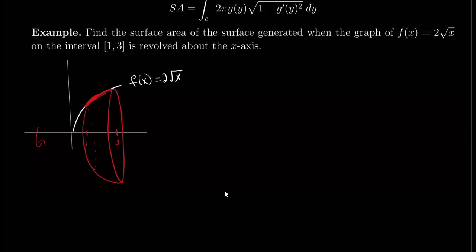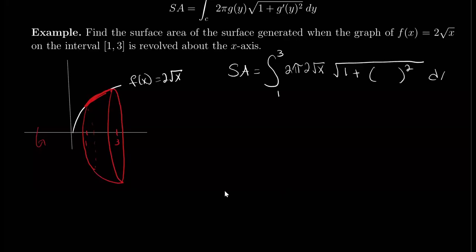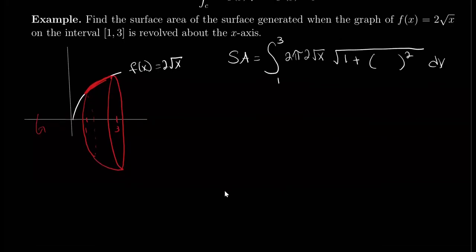Okay, all right, so luckily we have a formula. Surface area is going to be the integral from a to b of 2 pi times the function times the square root of 1 plus the derivative squared dx. And perhaps you know the derivative off the top of your head. Maybe you need to do a little bit of work. 2 is a constant multiple. The derivative of the square root is 1 over 2 square root. So the 2's cancel, and I end up with 1 over the square root of x as the derivative.